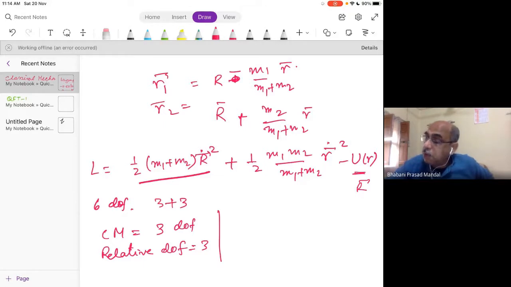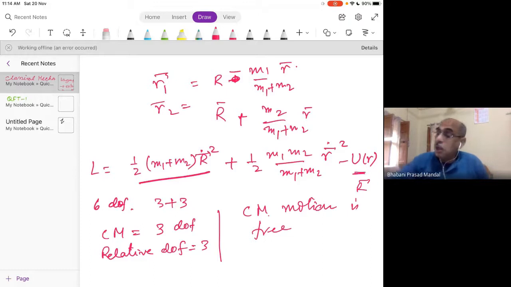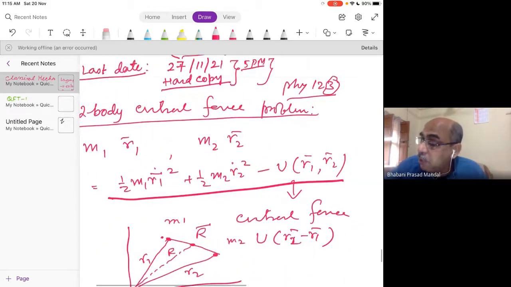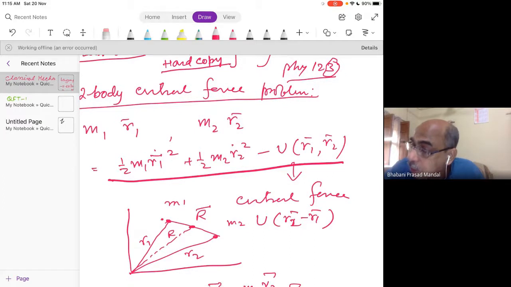So center of mass motion is free, no potential, no force. It is freely moving. You can see it is half m v square, that for a free particle. So nothing else, capital R is not appearing. So center of mass is a free mover. It moves in a straight line and with a constant velocity, right? So that is not interesting. So this is a free particle motion. So this system, if you consider, center of mass is located here and it is moving freely in a direction.